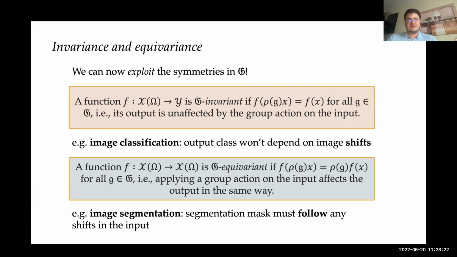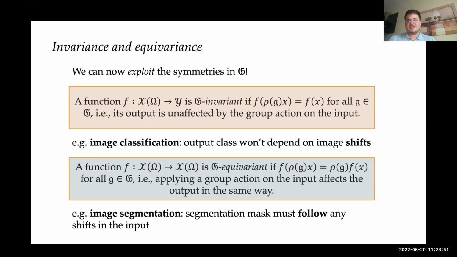But sometimes you might be interested in making predictions over individual elements of the domain. So in the case of images, this might correspond to segmentation, where you might be predicting a segmentation mask, and every prediction in every pixel must follow any shifts in the input in this case. So we need a more fine-grained notion of G equivariance, which is for every group action G, it doesn't matter if I apply it before or after applying my function f, I'll still get exactly the same result.